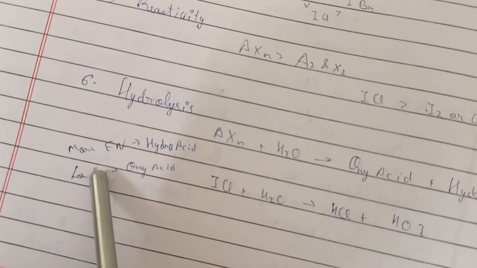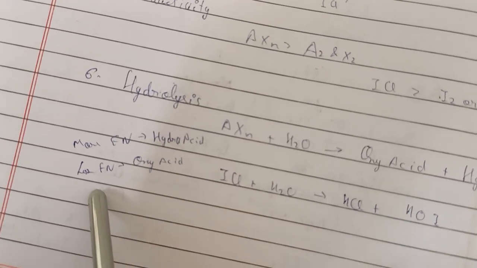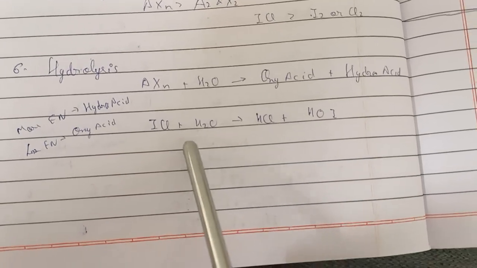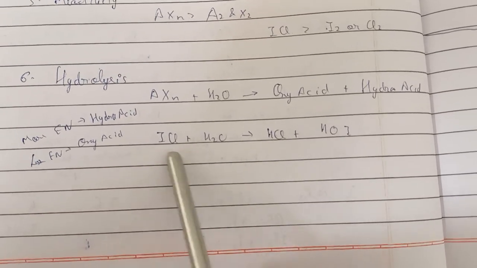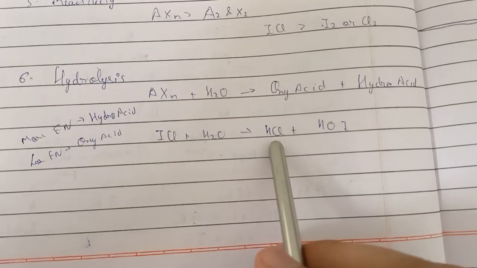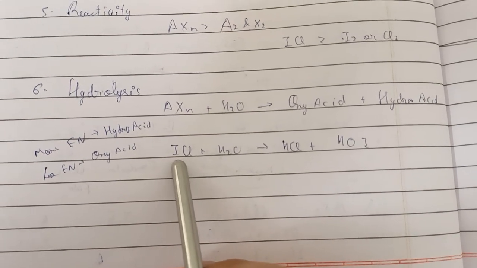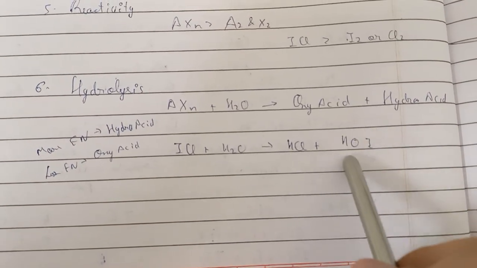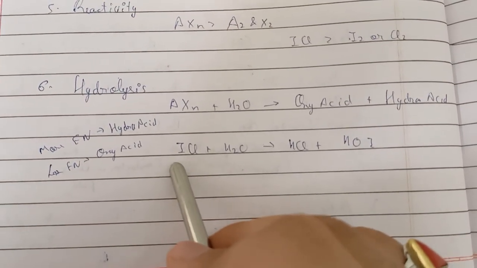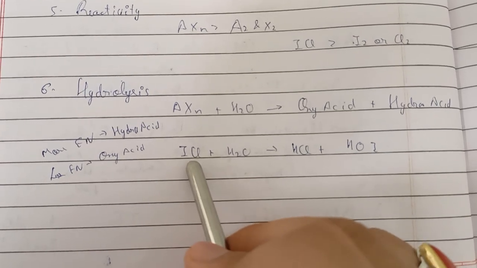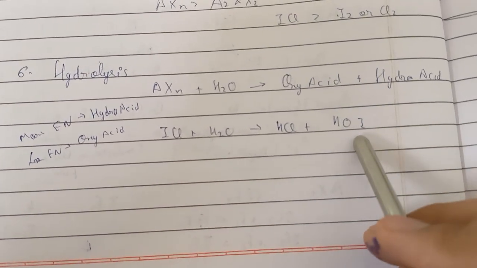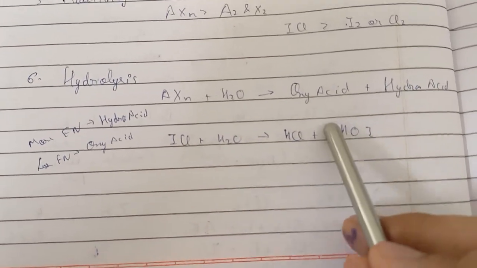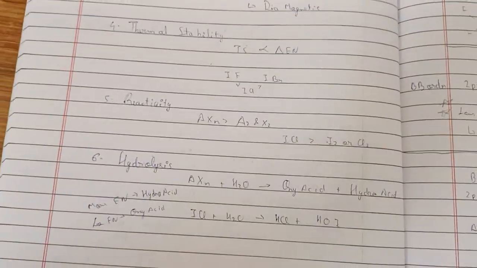The more electronegative atom will make the hydroacid and the less electronegative will make the oxyacid. For example, hydrolysis of ICl plus H2O makes HCl, since chlorine is more electronegative, and iodine, being less electronegative, makes an oxyacid. How do we determine which form it is? The iodine's oxidation state is +1, so in the oxyacid it should also be +1, because oxidation state does not change on addition of water. So it becomes HOI. That's it, interhalogen compounds, easy.